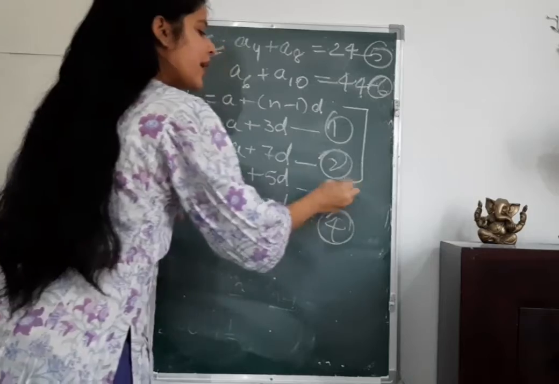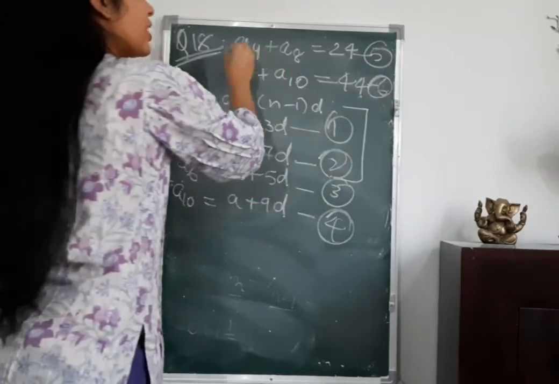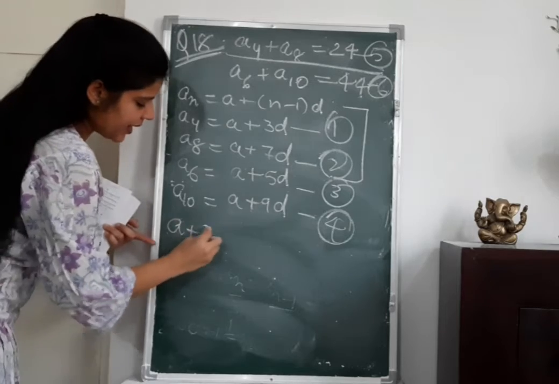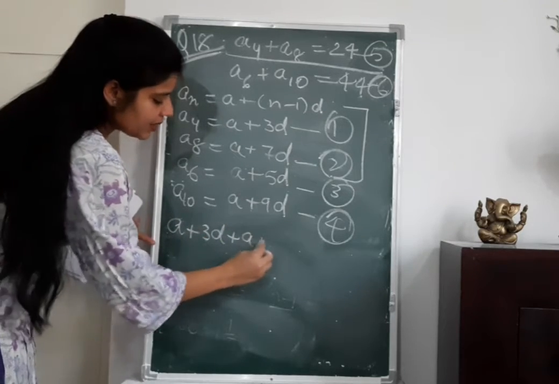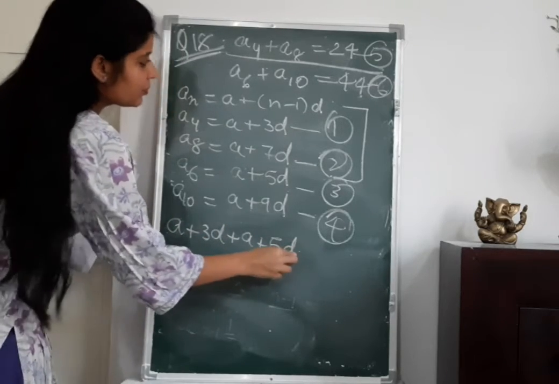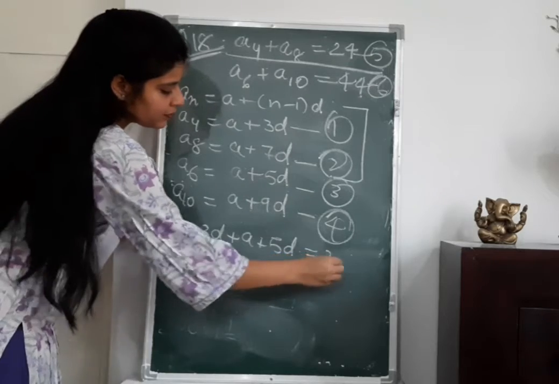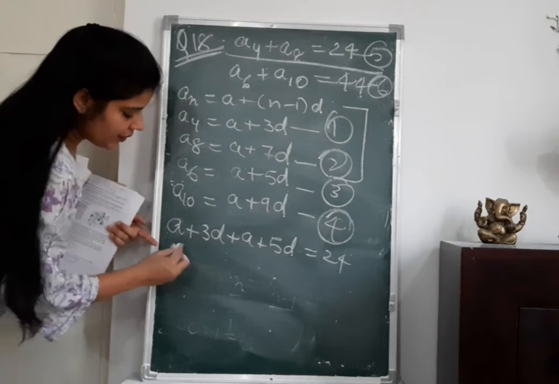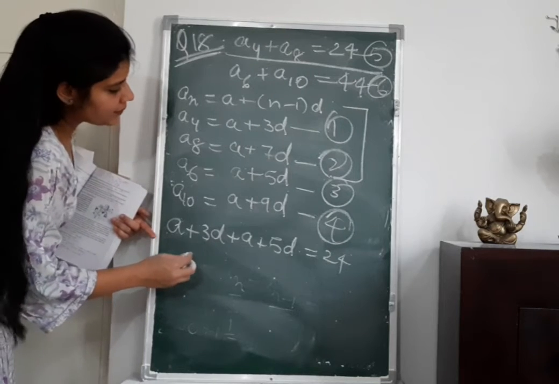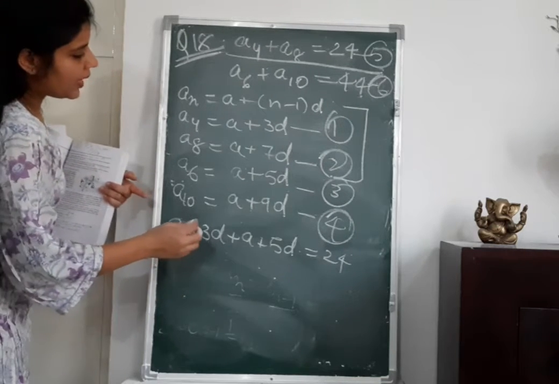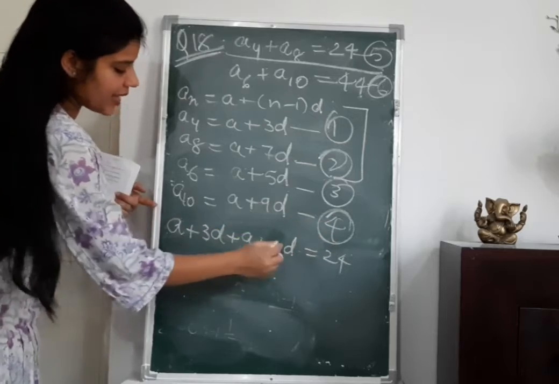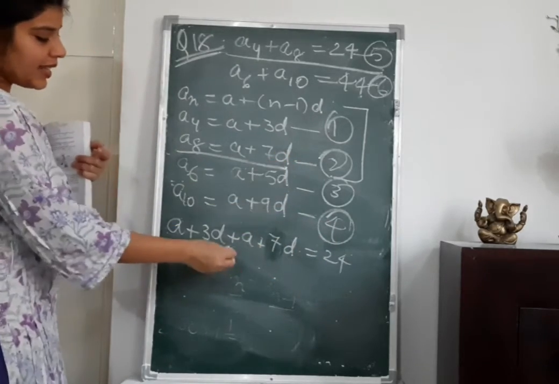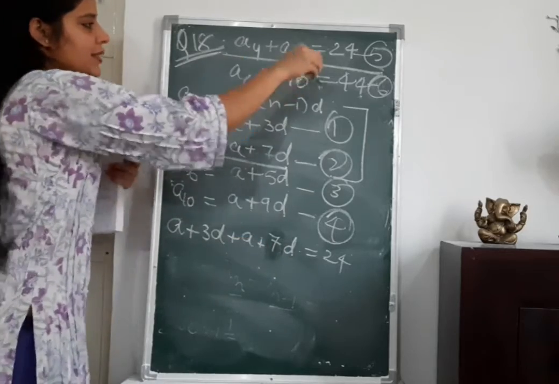So using 1 and 2 and putting this in equation 5, can I say A plus 3D plus A plus 5D is equal to 24? Right? I can say this. After solving this, A plus 7D, I'm sorry, this is A plus 7D, not A plus 5D, because A8 is A plus 7D. A4 plus A8.